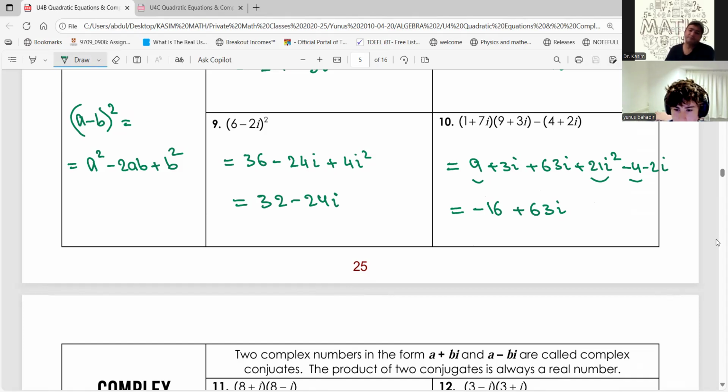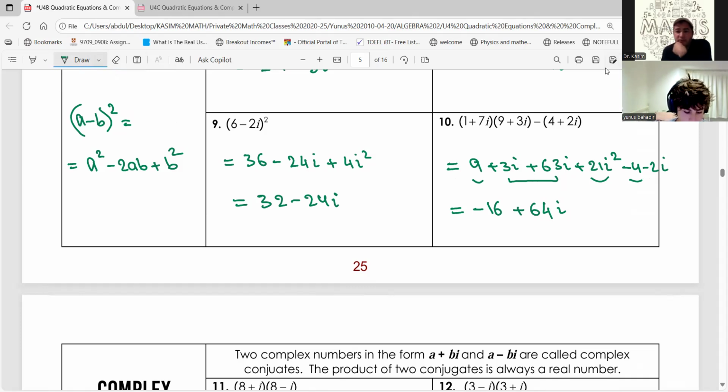Okay, Yunus, show me. 66 minus 4? 3i plus 63i is 66i, right? Minus 2, 64, right? Okay, 64.